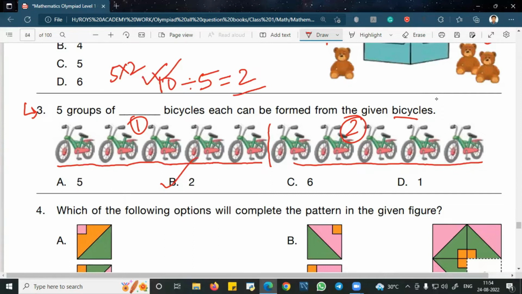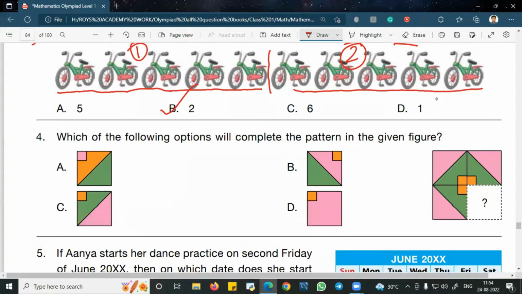Okay, dear student, next we have to discuss the next question. There is a figurative question, so we have to read it very carefully. Which of the following options will complete the pattern in the given figure? Just see this picture very carefully, and from that picture we can get the answer. So let's check the options, then I will help you find the right answer. Okay, dear student, so let's do it.